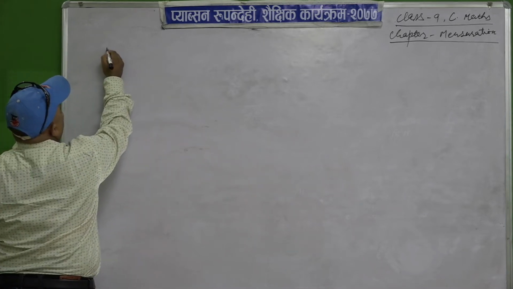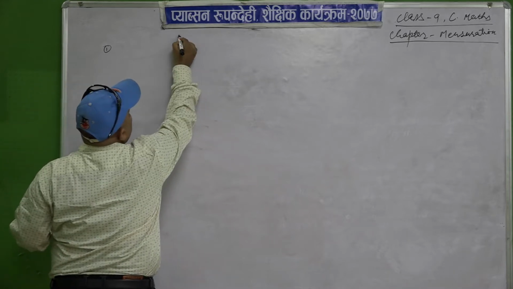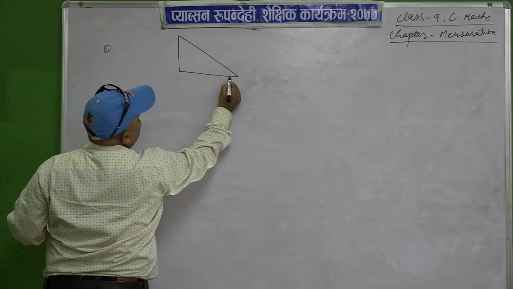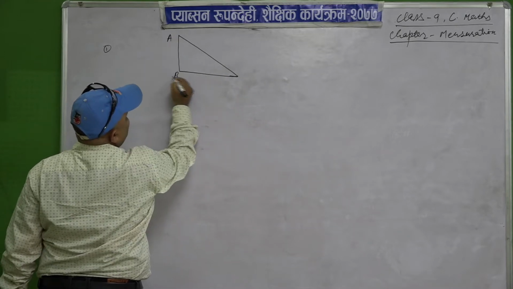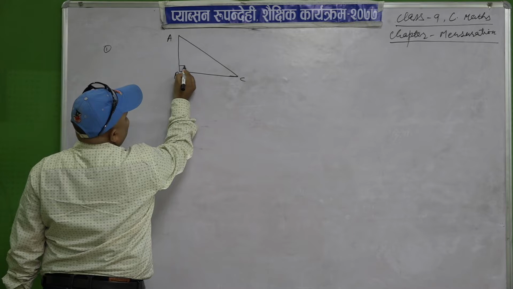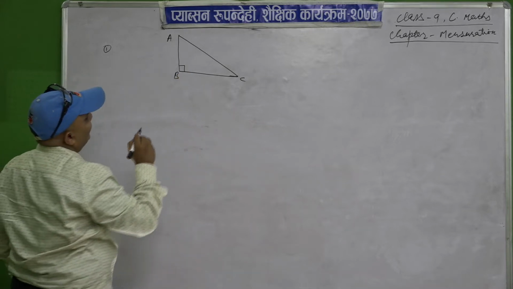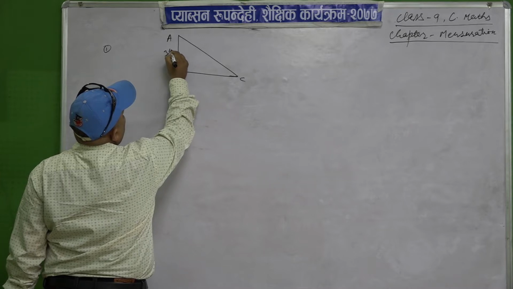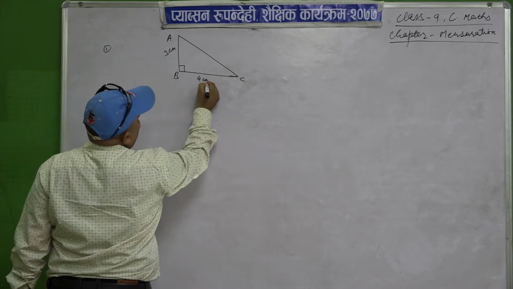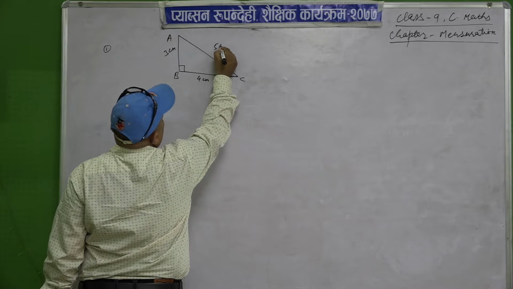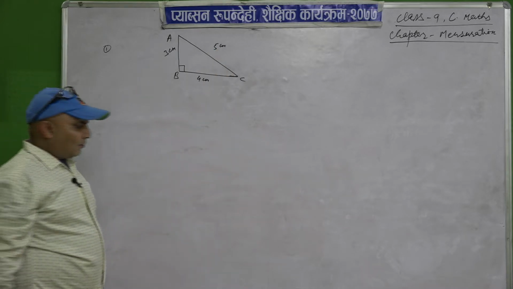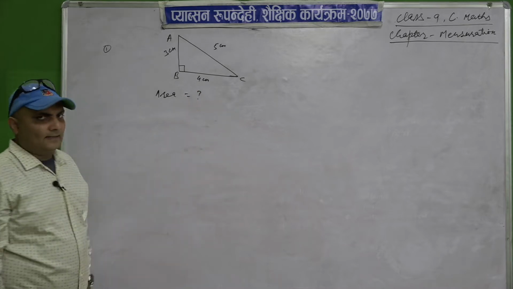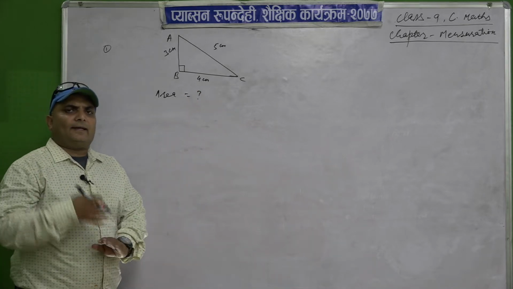So this is the first question, number 1. Suppose this is a triangle ABC, and here is a 90-degree angle. And suppose the sides are 3 centimeter, 4 centimeter and 5 centimeter. Now we have to find out the area of this triangle ABC. So now see and remember your formula.